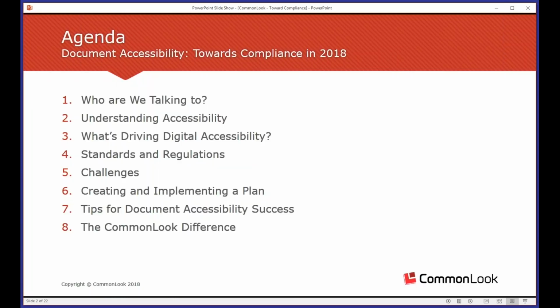Before we get started, I'll briefly go over the agenda. We're going to talk about what PDF accessibility is, just to make sure we're all on the same page with that. And then we'll talk more generally about what's driving the demand for accessibility, what the various regulations and standards are, how organizations can go about making sure that their PDFs are accessible, including some challenges that you may face, creating and implementing a plan of attack, and providing some tips to help you be successful. I'll also explain a little bit about what CommonLook has to offer and what sets us apart from others in the field.